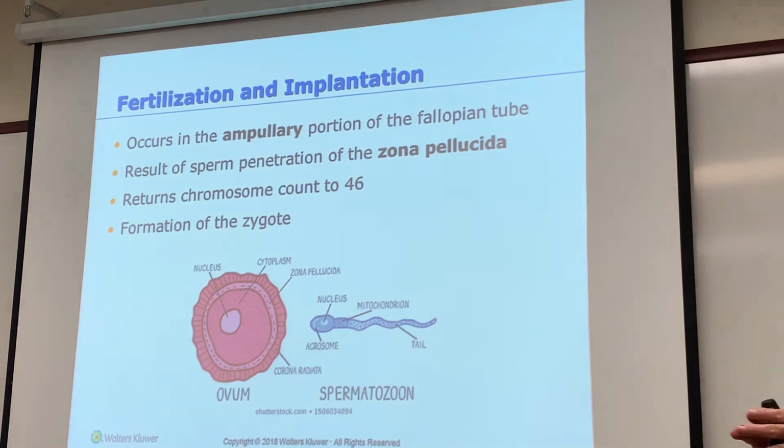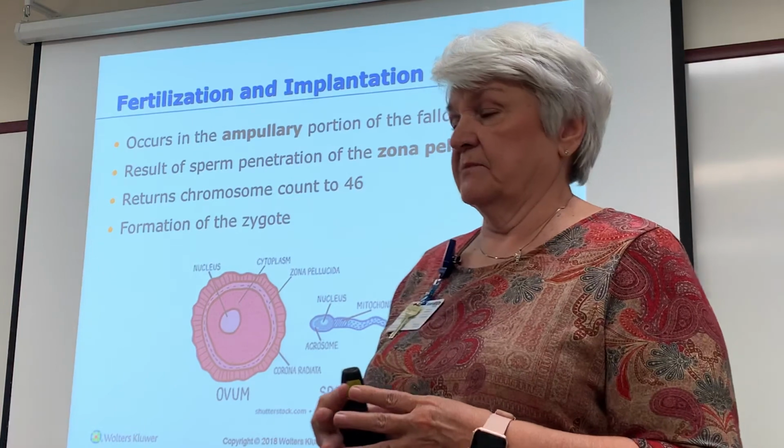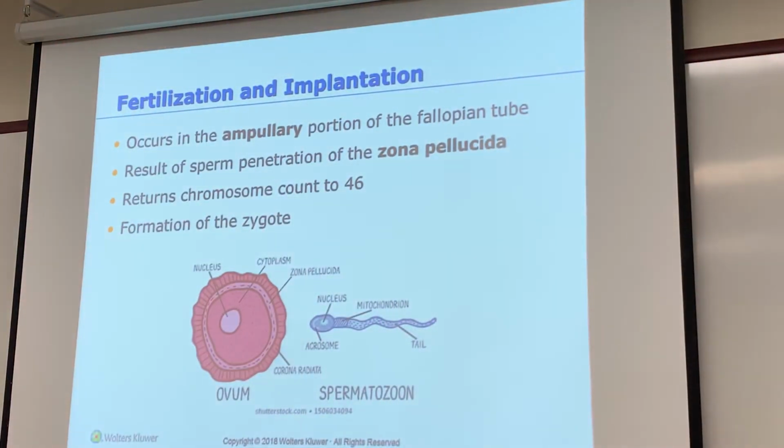Because if 2 sperm enter, then I'm going to have a molar pregnancy and I'm going to lose the baby. There's never going to be a baby there. If there's 2 sperm, I'm thinking about twins. Yes, no. Everybody understands so far?